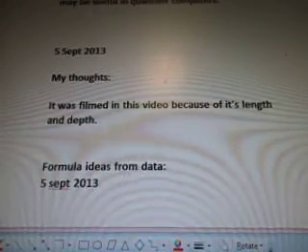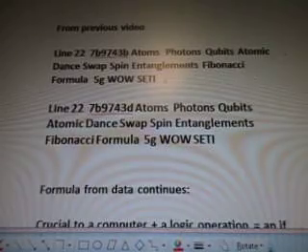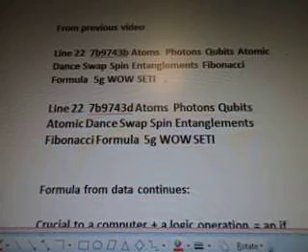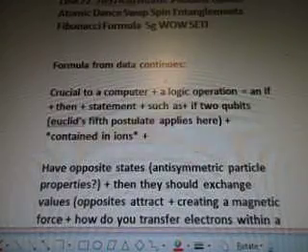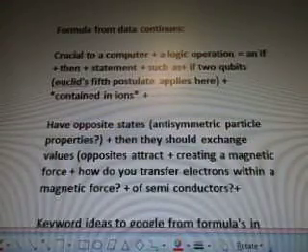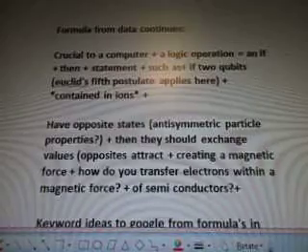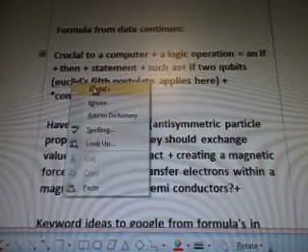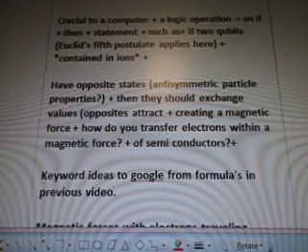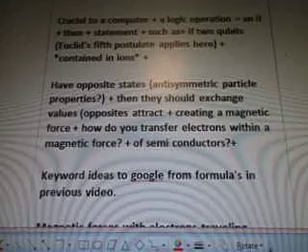It was filmed in this video because of its length and depth. The formula is going to continue from the previous video. I don't know why I did this, but I did B and D there. Formula from data continues. Crucial to a computer, a logic operation equals an if-then statement, such as if two qubits, Euclid's fifth postulate applies here, contained in ions, have opposite states, anti-symmetric particle properties, question mark, then they should exchange values. Opposites attract plus creating a magnetic force.